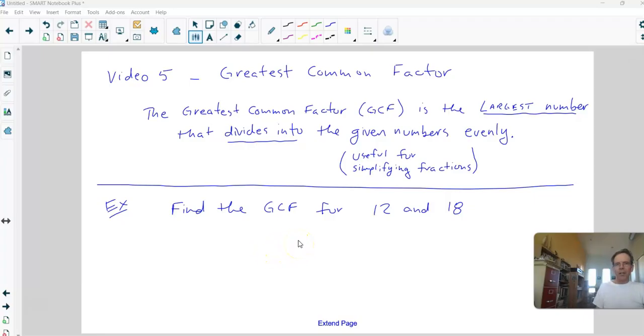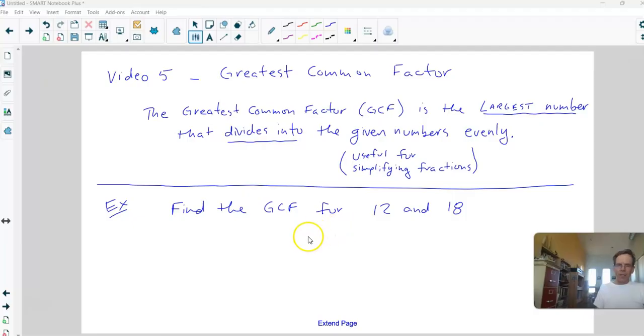This video is about greatest common factors. What is the greatest common factor, which I'll abbreviate as the GCF? Well, it's the largest number that divides into the given numbers evenly. It's useful for simplifying fractions, as we'll see later.